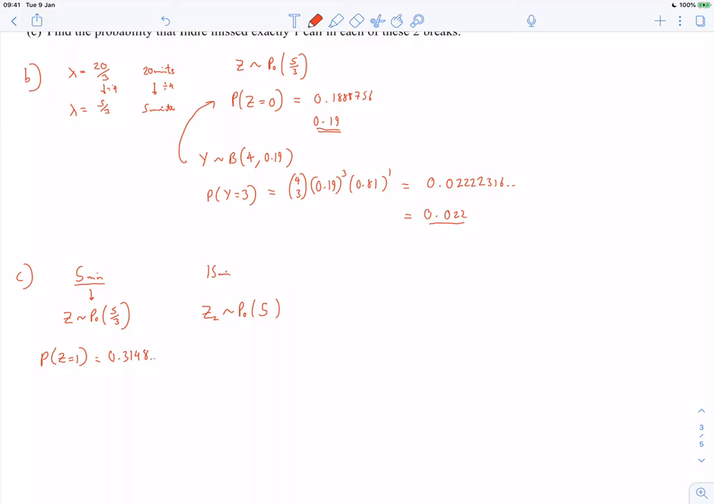And now I'm going to do the similar thing for this one. So the probability that Z2 equals 1, when I change this to a 5, is 0.03368, which I'll leave as 0.0337.